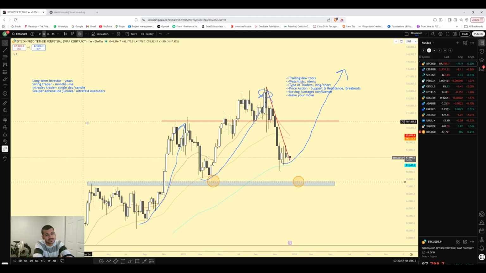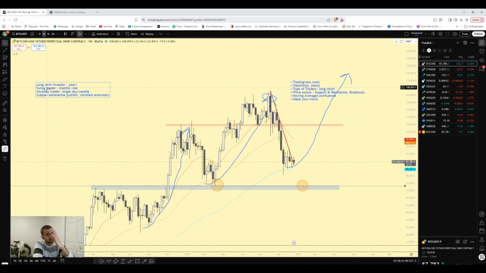And then there are scalpers. Scalpers are adrenaline junkies, I would say, and they nitpick. They look at small moves, 2%, 1% within small time frames, 5 minute time frame, 10-minute time frame. Okay, so I'm a swing trader. I suggest you should be a swing trader to begin with.